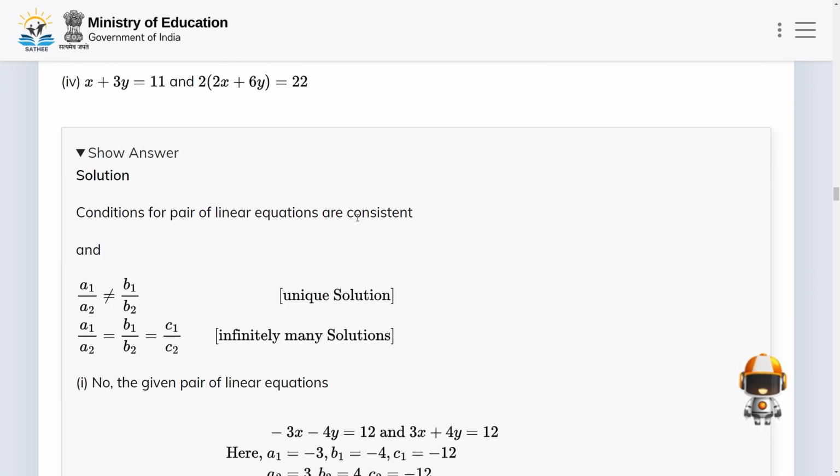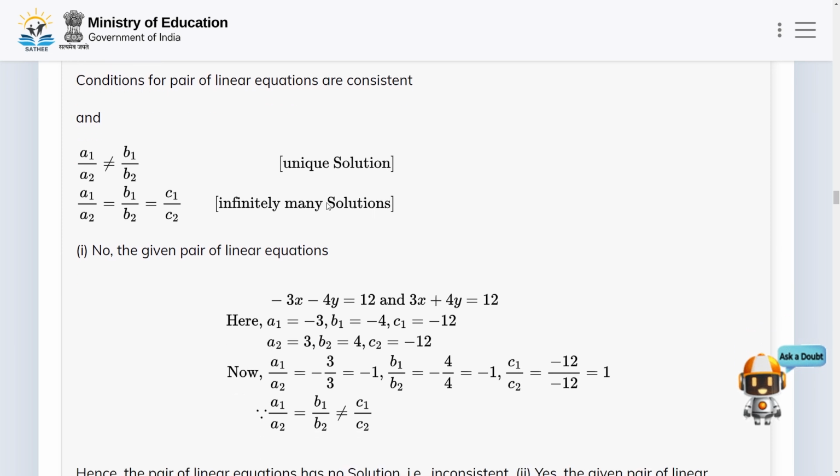So the conditions for a pair of linear equations to be consistent are: a1 by a2 does not equal b1 by b2, and when this condition holds, we get a unique solution. And when a1 by a2 is equal to b1 by b2 and this is equal to c1 by c2, in that case we get infinitely many solutions. So for these two cases we get at least one solution, and in that case the pair of linear equations is consistent.